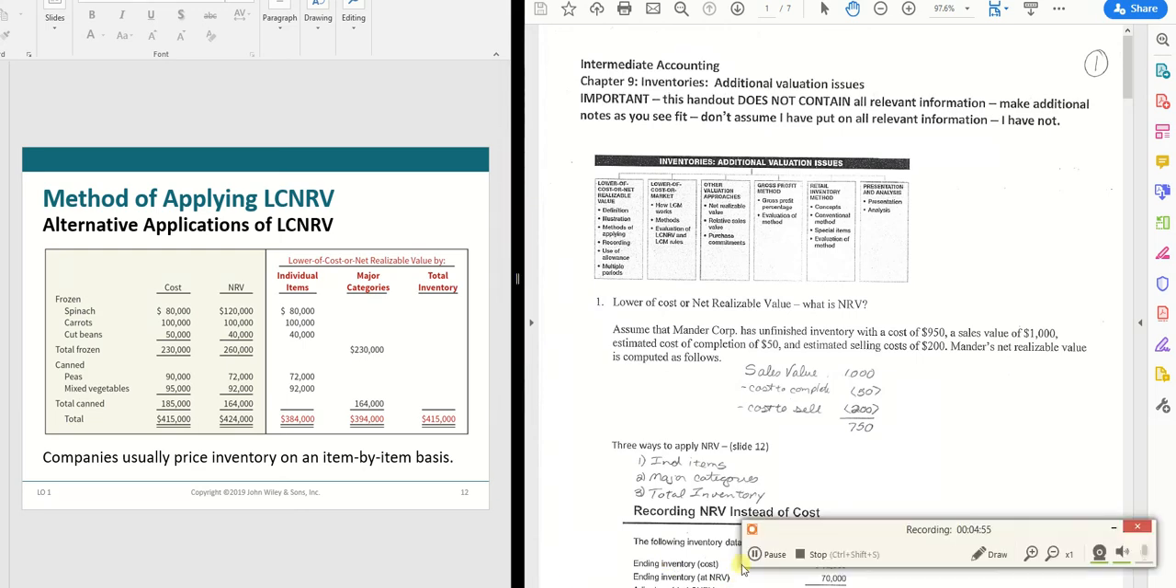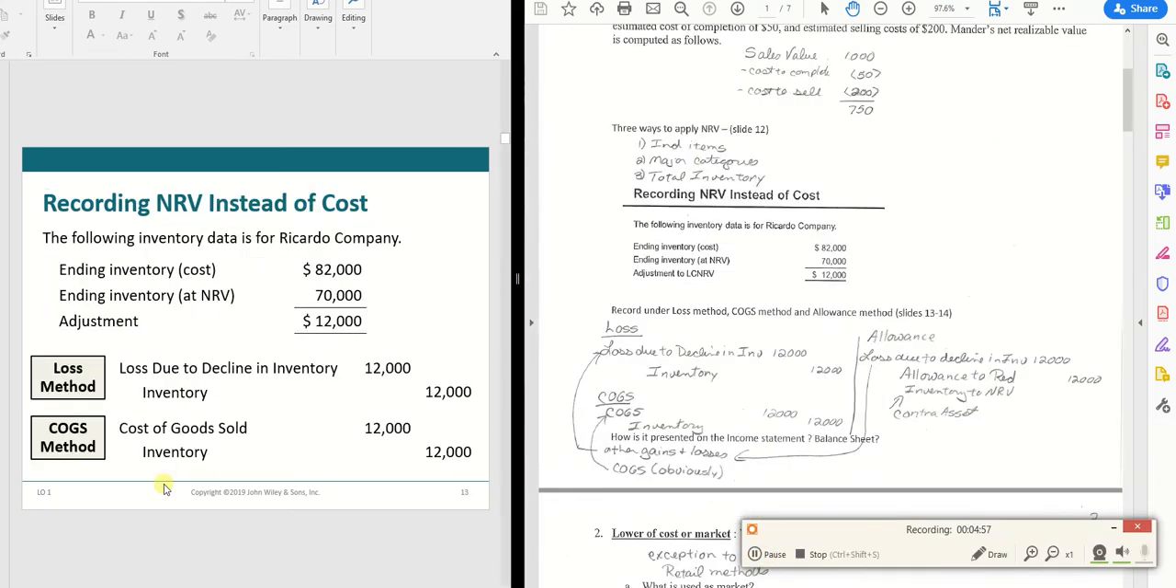Okay, the next question is, if I do have to write it down to net realizable value, what does the journal entry look like to write it down? Notice I have my cost is 82,000 and my ending inventory at net realizable value is 70. So I'm going to write it down.